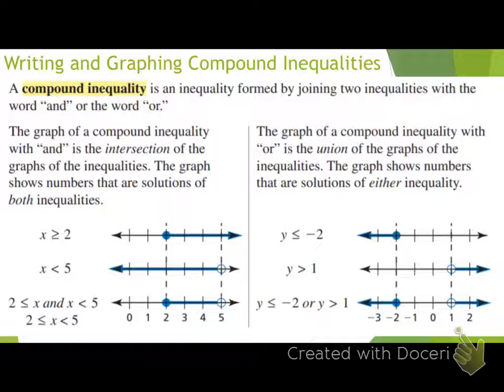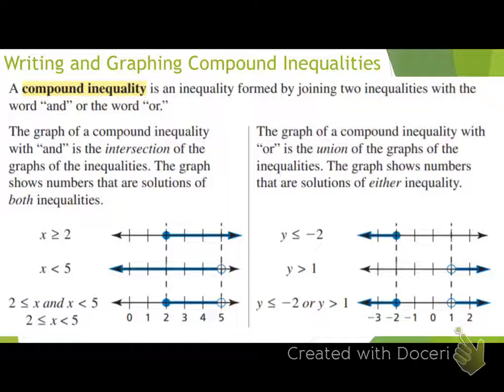Our compound inequality is x is greater than or equal to 2 and x is less than 5. So they went ahead and graphed each of them individually. So x is greater than or equal to 2, closed circle on 2, shaded to the right. Does everyone agree with that? Okay. x is less than 5. Open circle on 5, shaded to the left. Everyone agree with that? Okay. So the graph of this compound inequality is where these two graphs intersect, where they are the same.